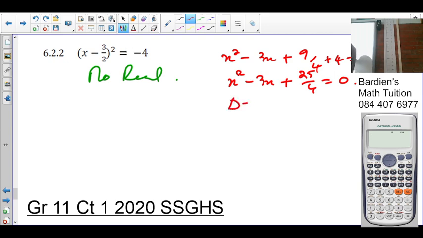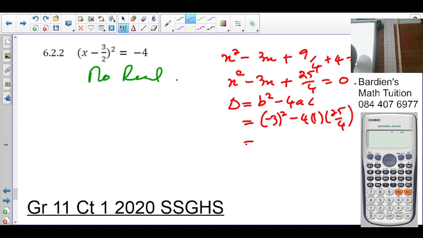So what do we do? We do delta, which is b squared minus 4ac. Your b is going to be negative 3 squared minus 4, your a value is 1 and your c value is 25 over 4. That gives me 9 minus 25, which is negative 16. So what do we notice? Delta is less than 0, which means it's negative, therefore the roots are non-real.